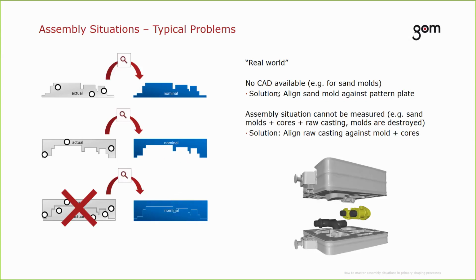Another problem might be that the assembly cannot be measured. In the sand casting example, this is the case for the final assembly, meaning the assembly of molds, cores, and the cast part, as visualized here in this image. As we know already, the molds and cores are destroyed to remove the casting, so it's not possible to measure this. A solution to be able to do an inspection might be to align these parts digitally.